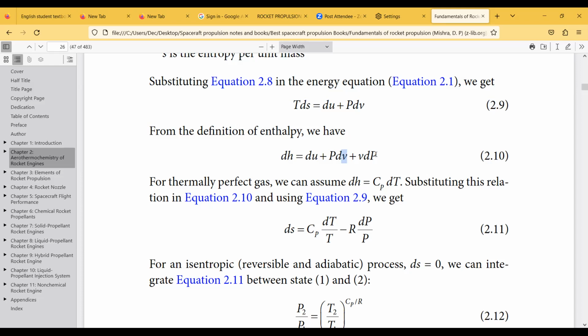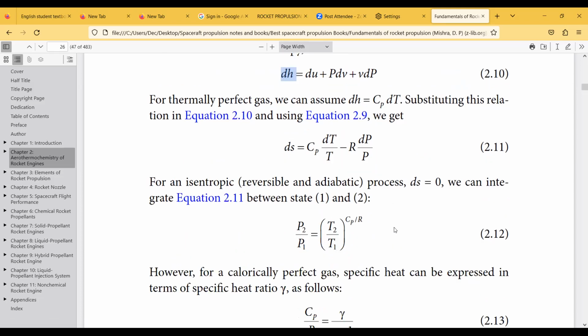This is just pressure, okay? So from this expression, dH is equal to Cp dT. Just put Cp dT instead of dH here. By substituting that, we can finally get ds is equal to Cp dT over T minus R dP over P. So the main thing we are going to find is the pressure and temperature relation.